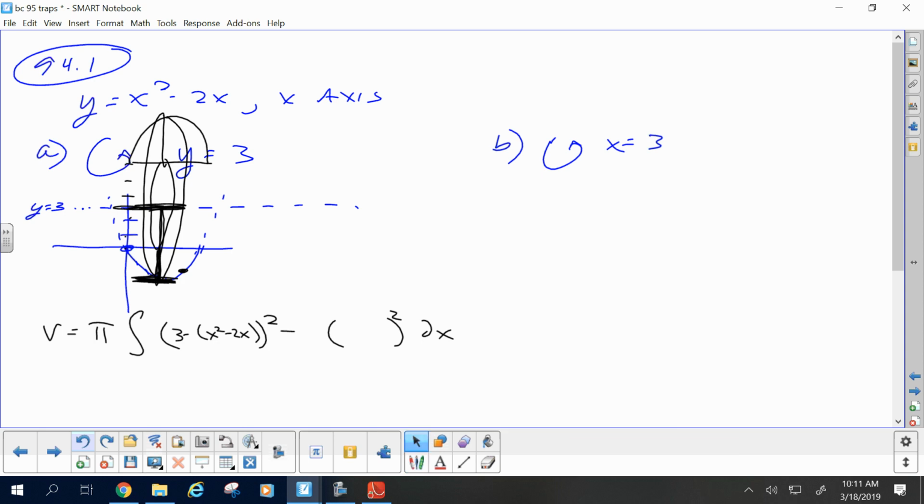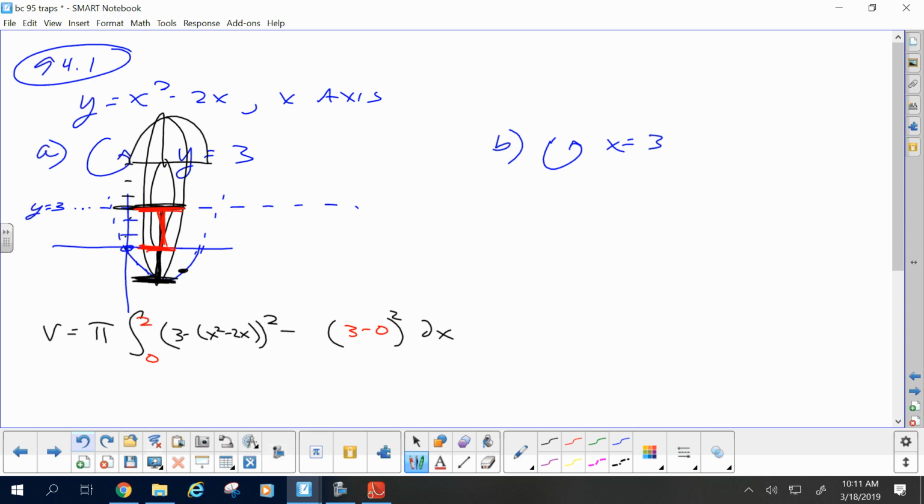Little r: upper is 3, lower is 0. Limits of integration? 0 to 2. Okay, put that in your calculator and get a volume. Okay, B.